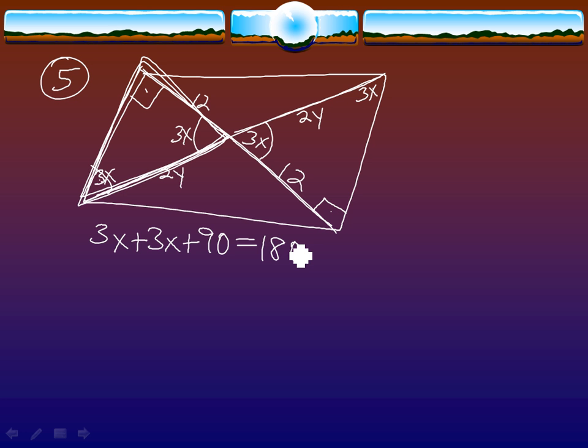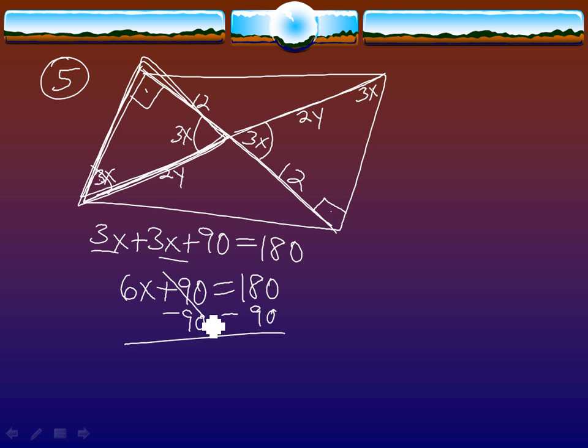Help me solve that. What do we do? Combine the x's. That'd be 6x. Plus 90. Now what? Subtract 90. 6x equals 90. Have your calculators out. If we gotta wait, I'll wait for the whole 20 minutes. It doesn't bother me. So have your calculator out and be ready to help. It's 15. x is 15. That's part of our answer.